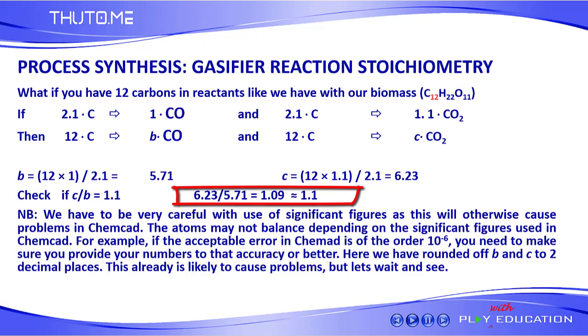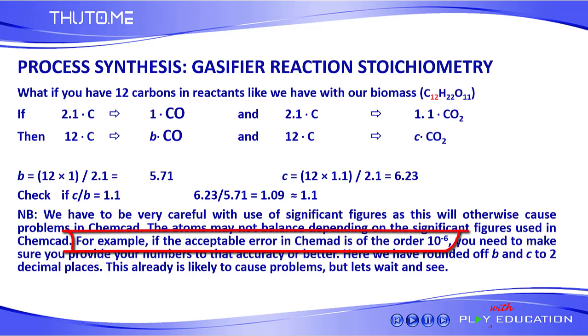Please take very special note that we have to be very careful with the use of significant figures, as this will otherwise cause problems in Chemcad. The atoms may not balance depending on the significant figures used in Chemcad. For example, if the acceptable error in Chemcad is of the order 10 to the minus 6, you may need to make sure that you provide your numbers to that accuracy or better. Here we have rounded off B and C to 2 decimal places. This already is likely to cause problems, but let's wait and see as we start to use these numbers in Chemcad. I'm hoping that I am wrong so that we do not have to handle long decimals in order to make Chemcad converge.